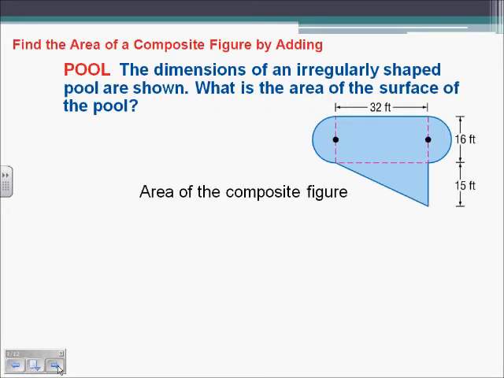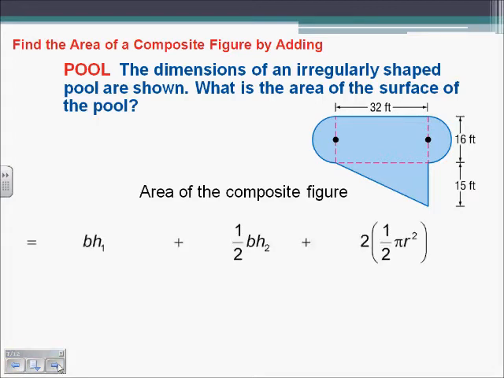Here, the area of a composite figure by adding. If we look, there are three unique shapes here. We've got two semicircles, which combined would make a full circle. We've got a rectangle and we've got a triangle. So we just need to add up each one of those areas.